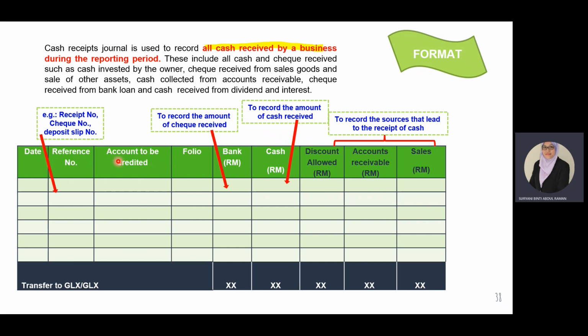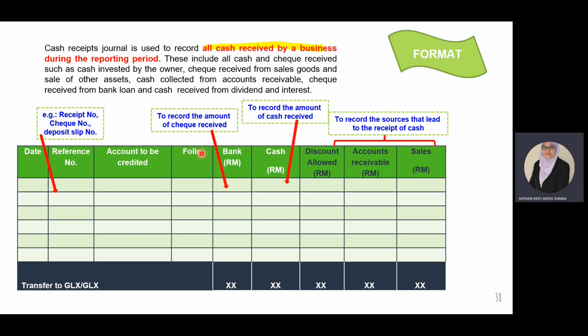Accounts to be credited. Why credited? Because cash received is to be recorded on the debit side. Therefore, the accounts that are involved in the transaction need to be credited. I mean the particulars of the amount, where the source is coming from, is to be credited.